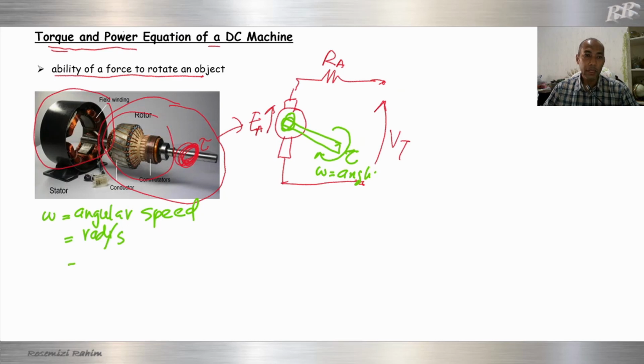So the formula will be omega equals 2 pi n, where 2 pi is for radians and the speed n has the unit RPS, revolutions per second: how many revolutions, how many cycles in 1 second. This is mechanical power. Pm is equal to torque times omega, the angular speed.